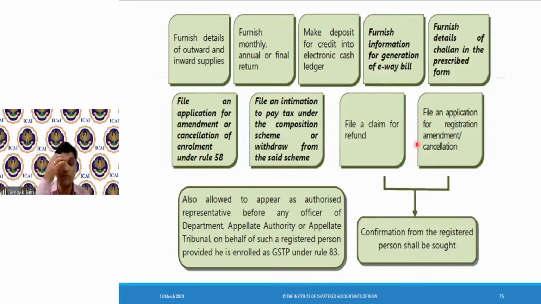क्योंकि आप refund claim कर रहे हो, फिर taxpayer बोलता है मैंने तो फाइल किया, taxpayer this GSTP फाइल किया, that he cannot say. तो इसीलिए उनका confirmation चाहिए. लेकिन बाकी चीजों के लिए he cannot say so. If he has authorized you, then he is authorized for everything. And also allowed to appear as an authorized representative before any officer. अगर कुछ inquiry आती है, तब you can appear as an authorized representative.